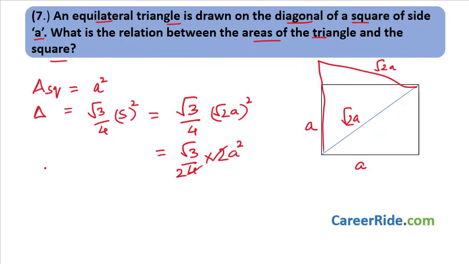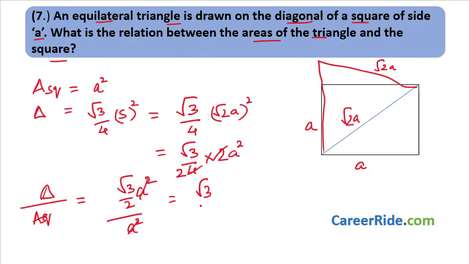Okay. So what is the relation between the areas? Area of the triangle divided by the area of the square is equal to root 3 by 2 a square divided by a square. This is equal to what? This is equal to root 3 by 2. So the relation here is root 3 is to 2. This is how the area of the triangle and the area of the square are related.